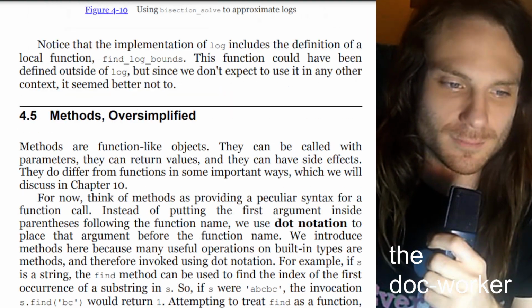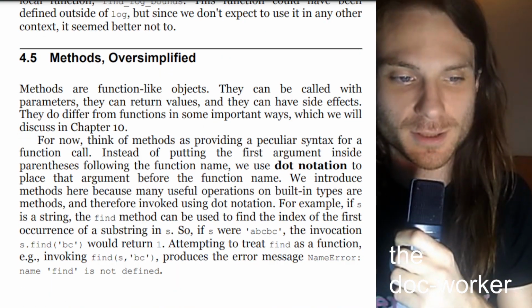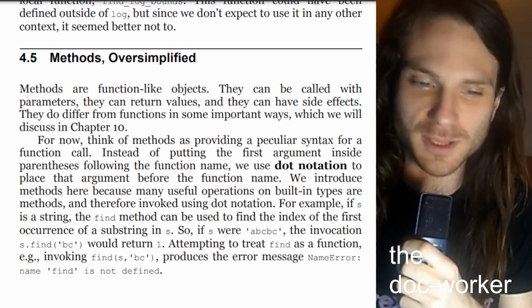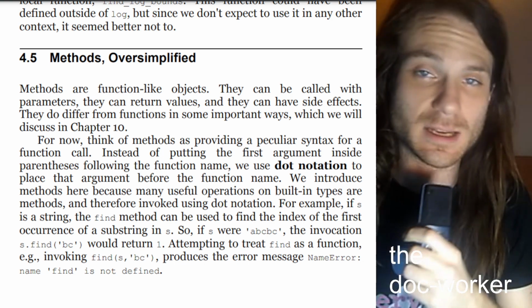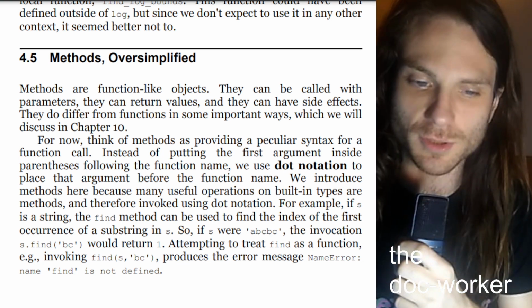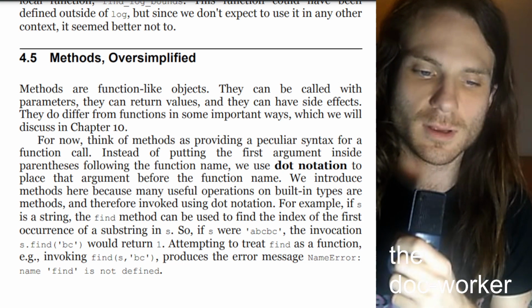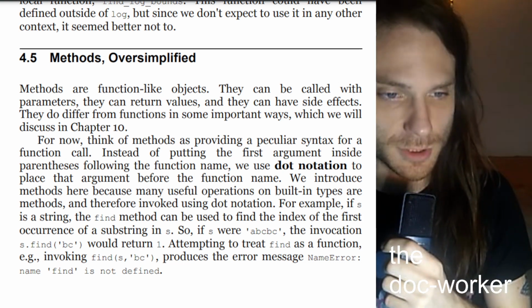Methods, oversimplified. Methods are function-like objects. They can be called with parameters. They can return values. And they can have side effects. They do differ from functions in some important ways, which we will discuss in Chapter 10. For now, think of methods as providing a peculiar syntax for a function call.